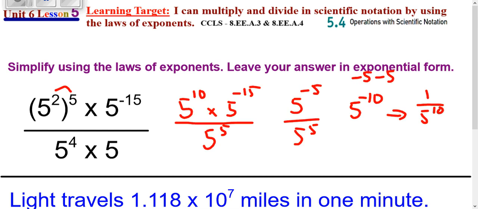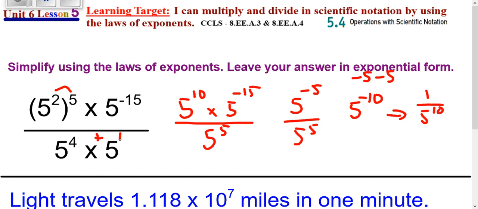All right, so first thing you do here is to multiply the exponents. You get 5 to the 10th power times 5 to the negative 15th. And then I just took 5 to the 4th and then just added, remember, there's a 1 there. 5 to the 5th power, put that on the bottom.